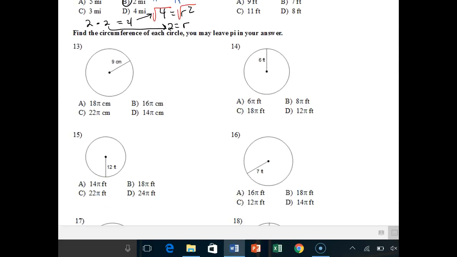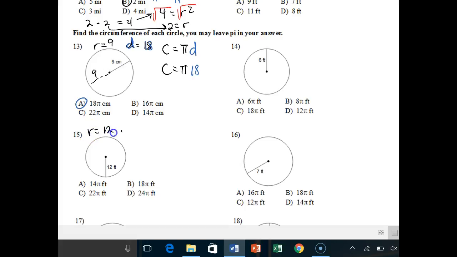Here, in this next section, we say find the circumference of each circle. You may leave pi in your answer. Circumference is the distance around the circle. So r is equal to, and d is equal to, in this case we're given a radius of 9, so that means our diameter has to be 18. We'll use the circumference formula, which is c equals pi d, and I'll be using my diameter of 18. So c is equal to pi times 18, or 18 pi. There's your answer.